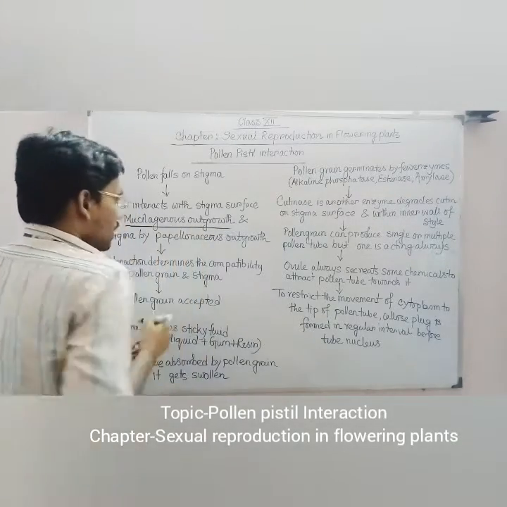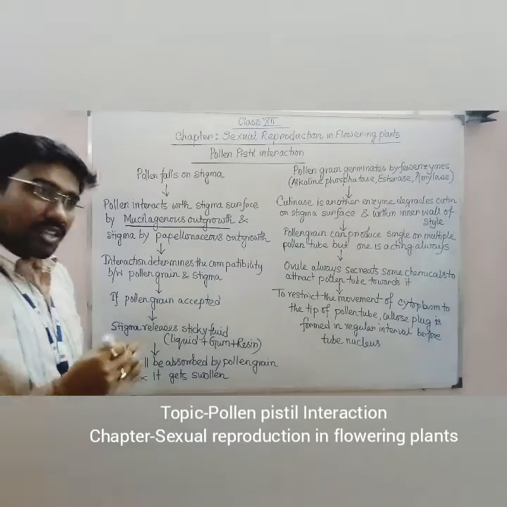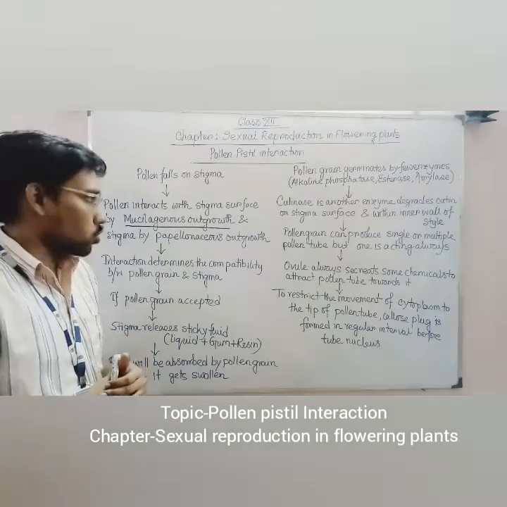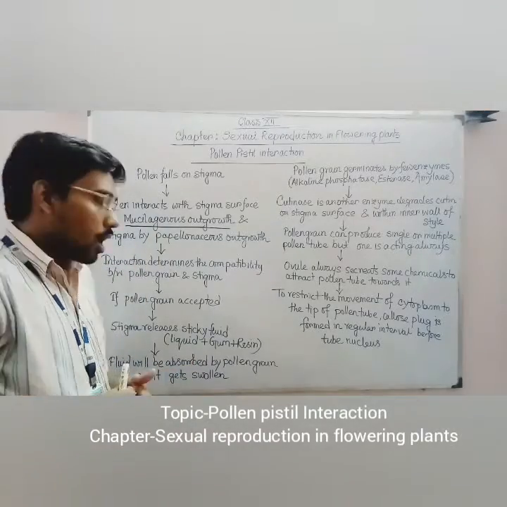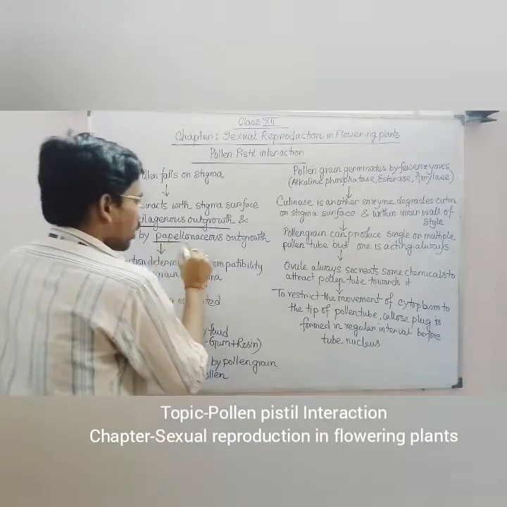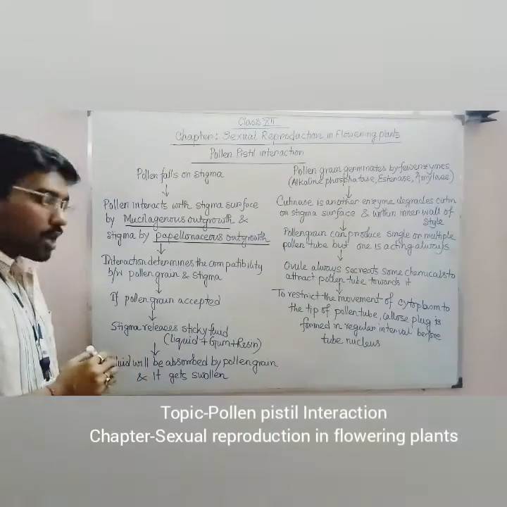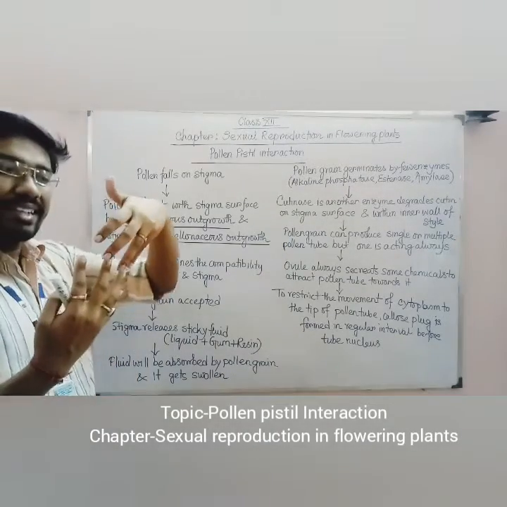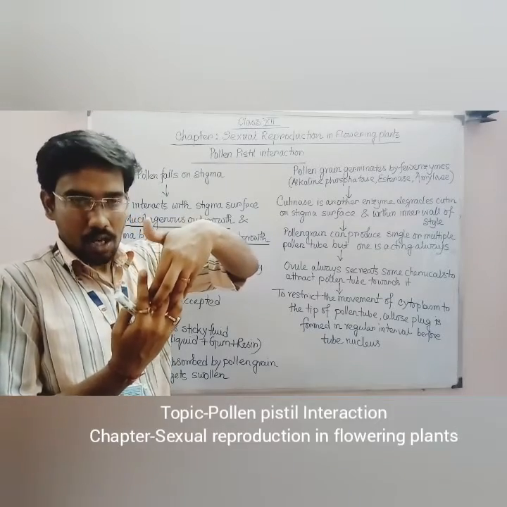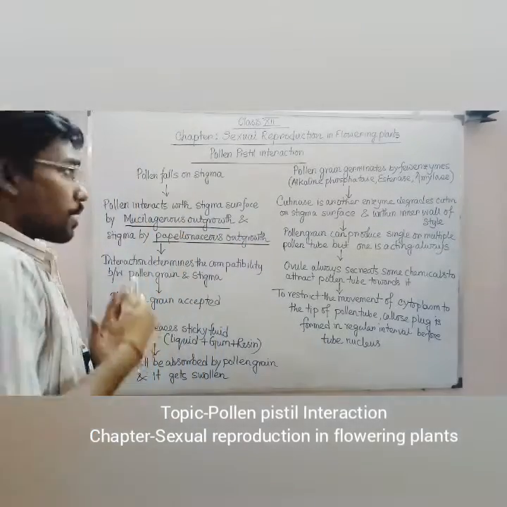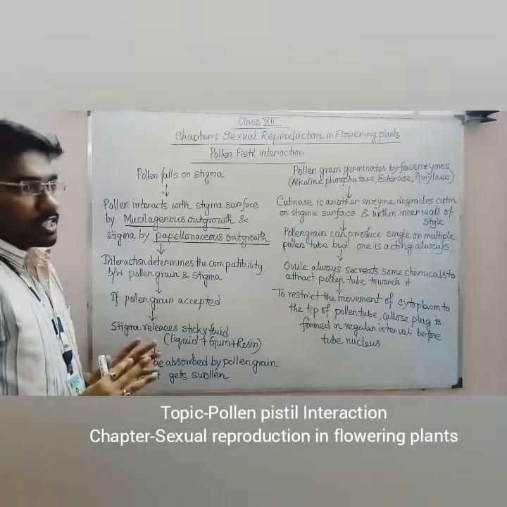Okay. Second thing is that on the surface of stigma, if you see under the microscope, you will be seeing that there is also some outgrowth on the surface of stigma. That is commonly known as papillonaceous outgrowth. Okay, so these two outgrowths are actually interdigitating with each other, for interacting. So that is happening in the second step after landing the pollen grain on the stigma.